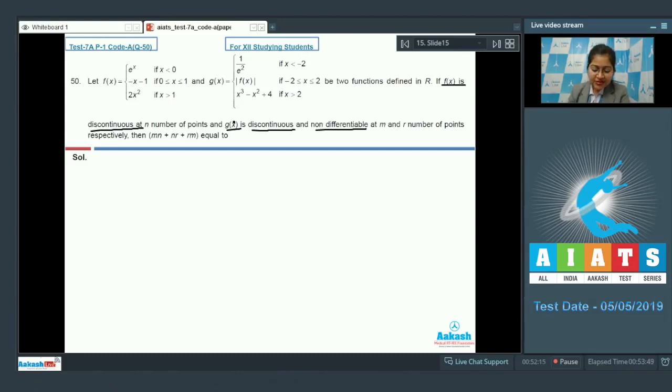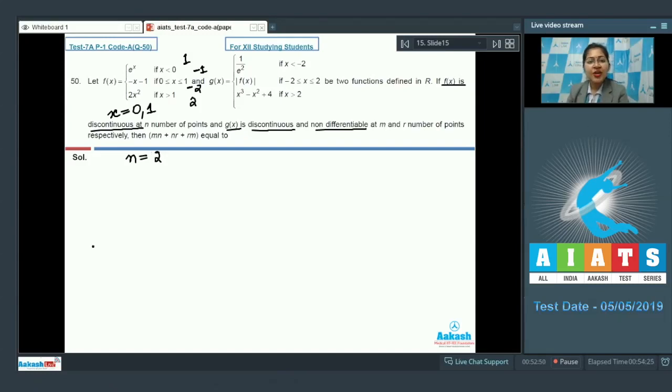Now we can see for f(x) at 0 minus the value is tending to 1, and for 0 plus the value is tending to minus 1, which means that f(x) is discontinuous at x equal to 0. Now let's check at x equal to 1. At 1 minus the value is minus 2, and at 1 plus the value is 2. So it is discontinuous at x equal to 1 also. So we can say that the value of n is equal to 2.